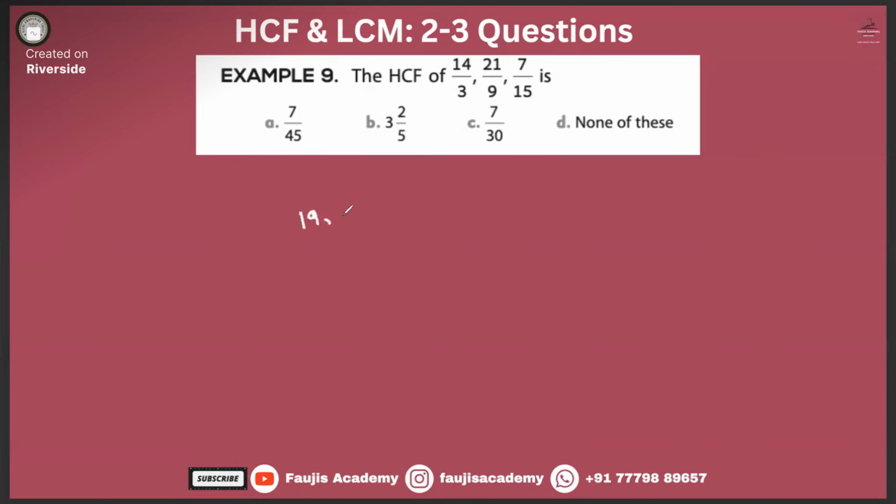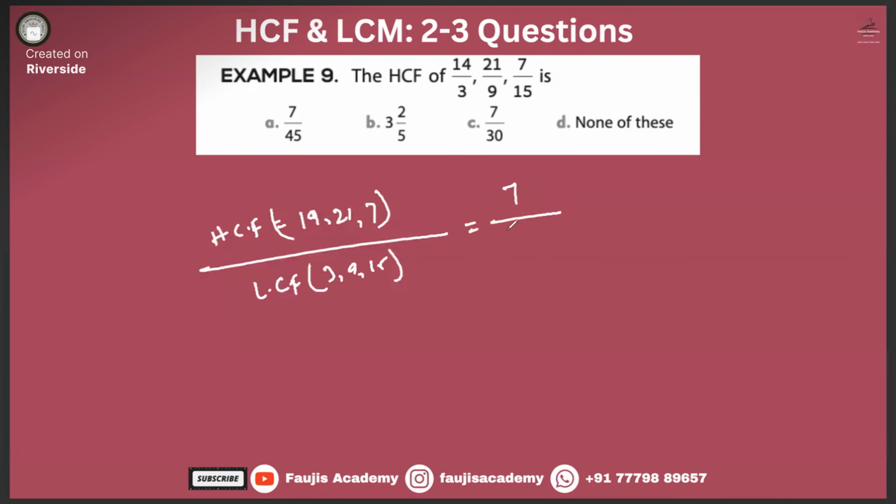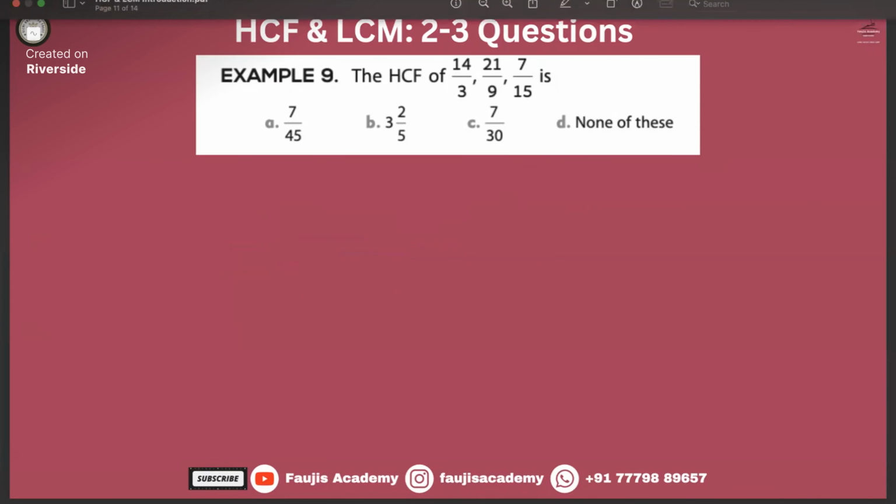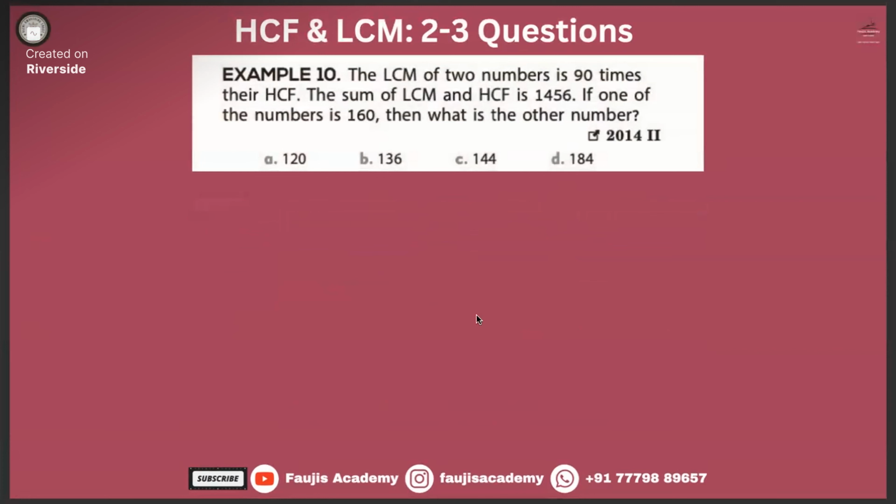Tell the answer, guys. HCF of 14, 21, 7. Option A. Yeah, that's correct. Okay, that means HCF of these numbers divided by LCM of these numbers, which is nothing but 7 divided by 45, right? Option A is the correct answer. I know it can get really dicey. It's 11:47 now. Let's finish it off.